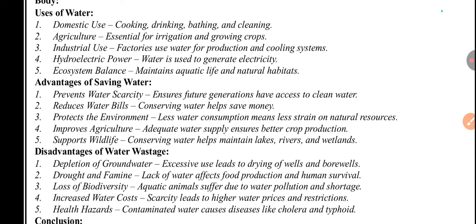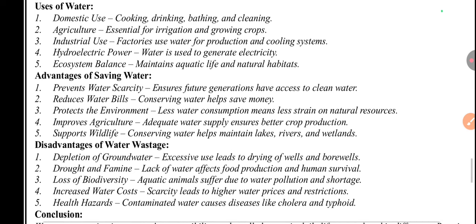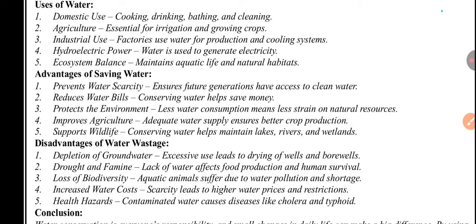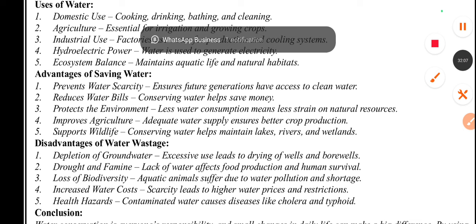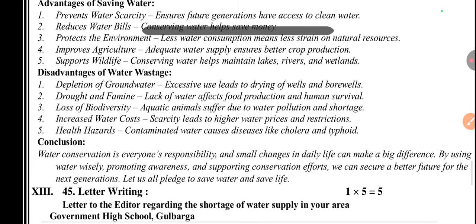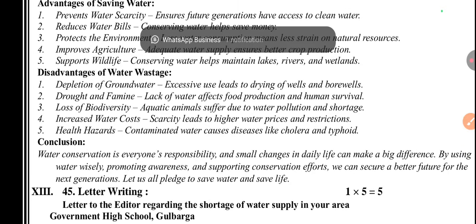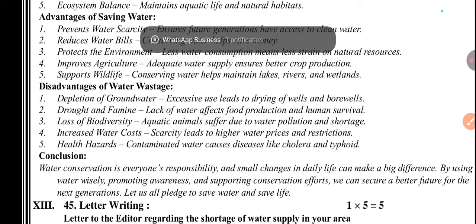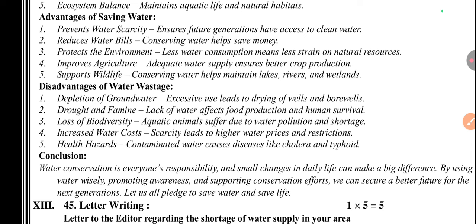industrial use, factories use water for production and cooling systems; hydroelectric power, water is used to generate electricity; ecosystem balance, maintain aquatic life and natural habitats. Advantages of saving water: prevents water scarcity, ensures future generations have access to clean water, reduces water bills; conserving water helps save money, protects the environment. Less water consumption means less strain on natural resources. Improve agriculture. Adequate water supply ensures better crop production. Supports wildlife. Conserving water helps maintain lakes, rivers, and wetlands.